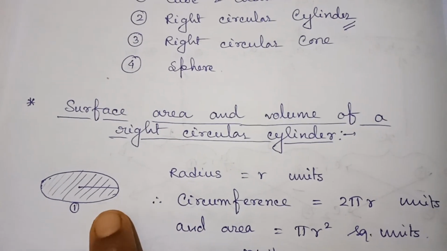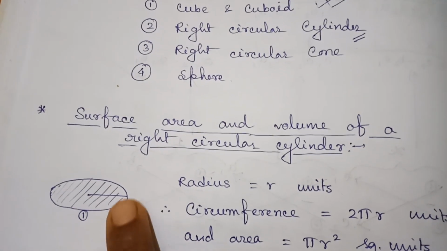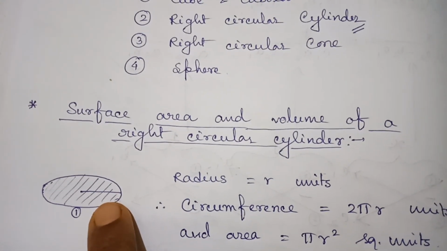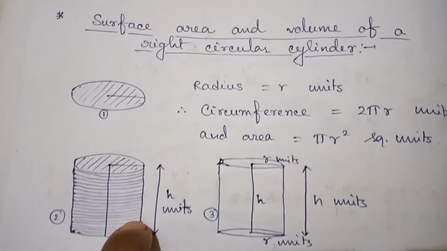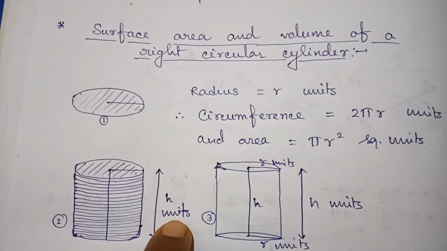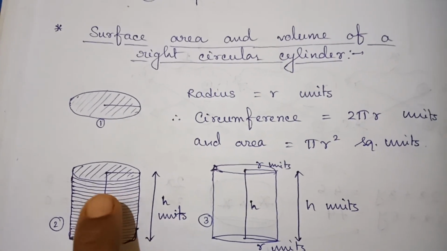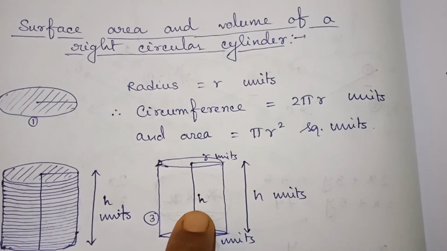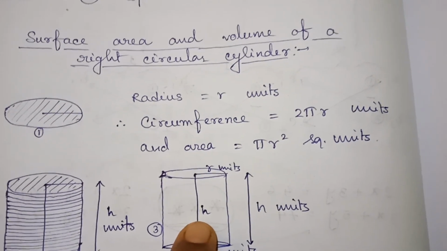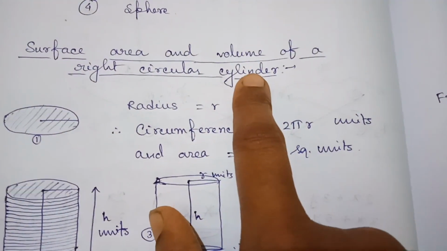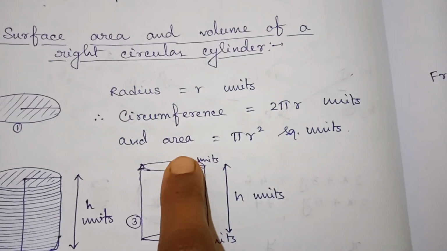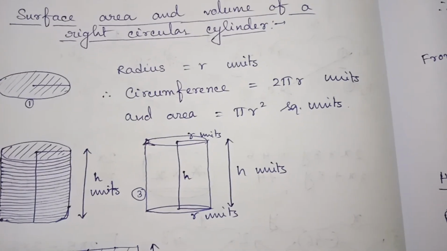If we stack many circular plates like this with the same radius, then we will get this kind of figure, where the height we are getting is h units. I have just simplified the figure here so that you can understand why this cylinder is called right circular. First of all, the cylinder is called circular cylinder because both the bases, or you can say both ends, are circular.